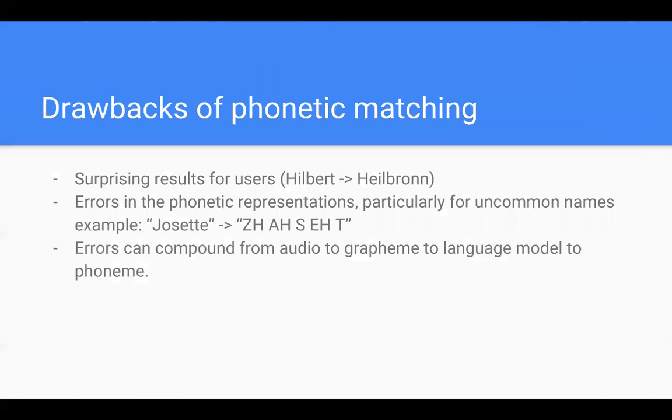So some drawbacks of phonetic matching are as follows. As I mentioned, you get these surprising results for users Hilbert and Heilbronn. Even in the G2P, there are some errors. So Josette gets mapped to the pronunciation of Josette. So it's not really the same. And so some of these errors can compound just because you have issues with your ASR, with the language model, and finally your phoneme transformation.